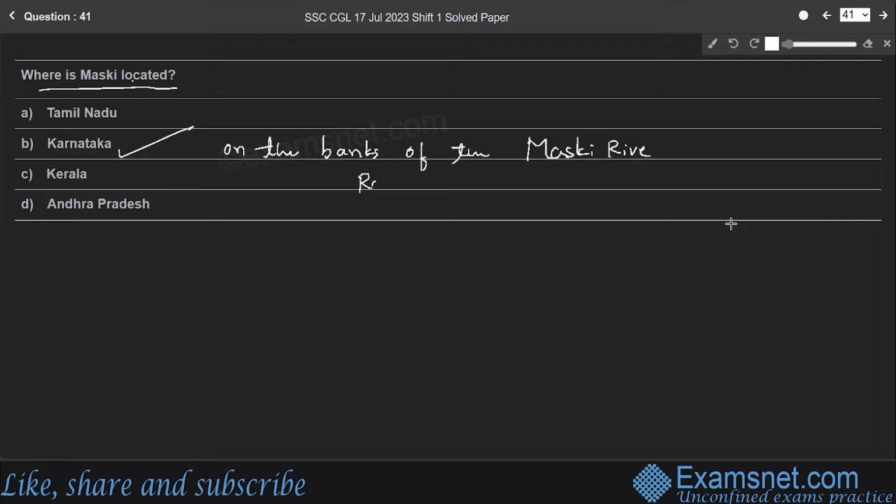The rock edict was discovered in 1915 by C. Bedan. The edict found at Maski was the first edict to mention his name as Ashoka, while the other edicts had his name as Devanampiya Piyadasi. Thus, the Maski edict proved that all the edicts mentioning Devanampiya Piyadasi were actually the edicts of Ashoka only. Right? So here Maski is located in Karnataka, option B.